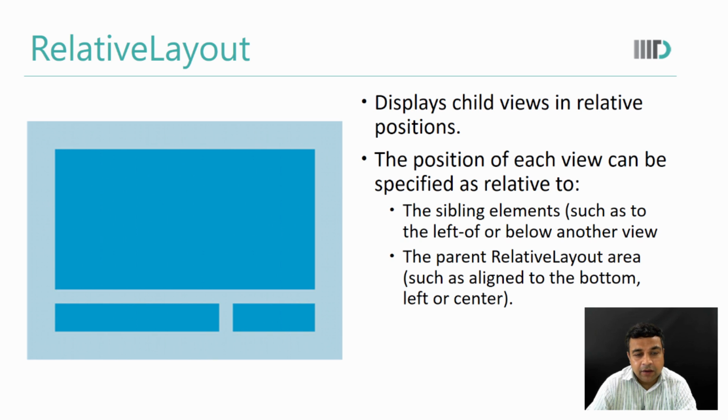For example, the position of each view will be specified relative to its sibling elements and relative to the parent area. From the parent area you can say it is at the bottom, or on the left, or in the center. And from sibling elements you can also describe that it is left of a sibling element or below a sibling element. Let us see a sample XML that uses relative layout.